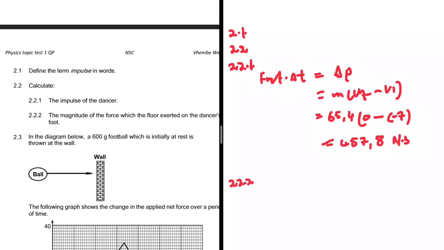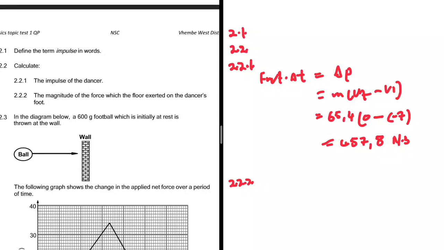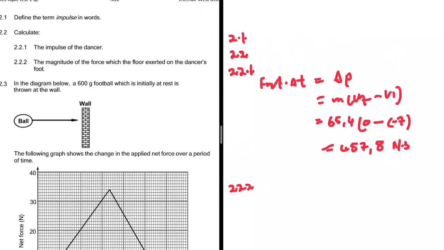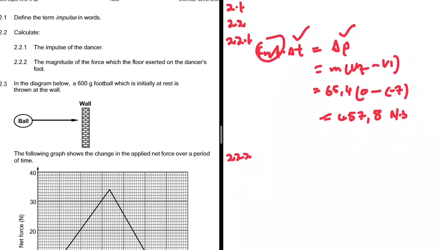2.2.2, on the other hand, asks for the magnitude of the force which the floor exerts on the dancer's foot. So take a look at this. We are looking for the force, right? We have calculated delta P and we have delta T. Seems quite straightforward. So F net will be equal to the change in momentum, the impulse, divided by delta T.